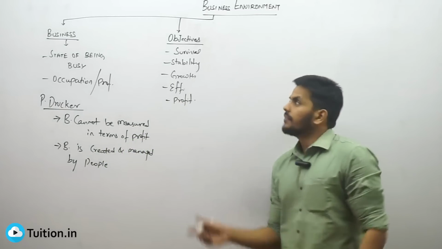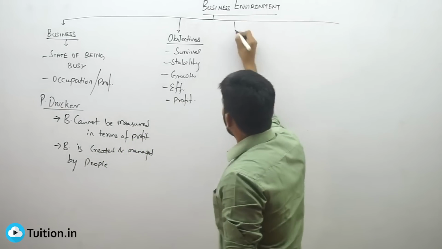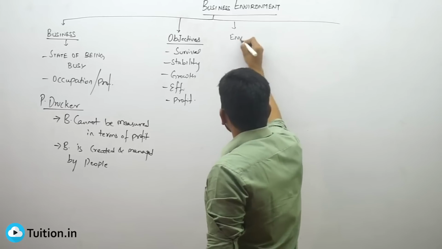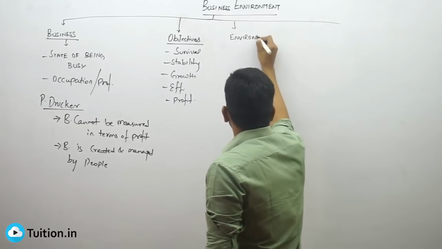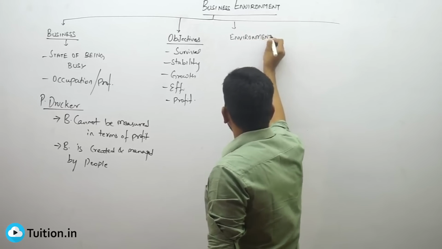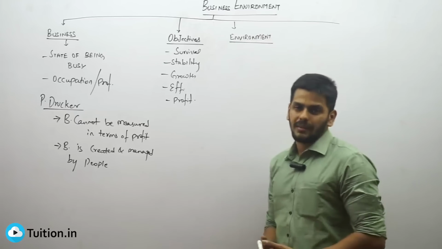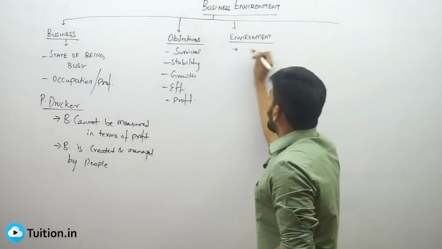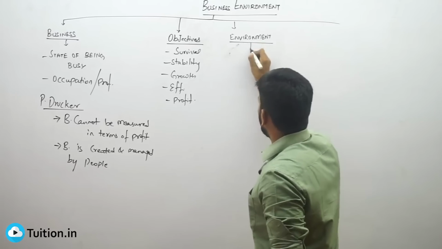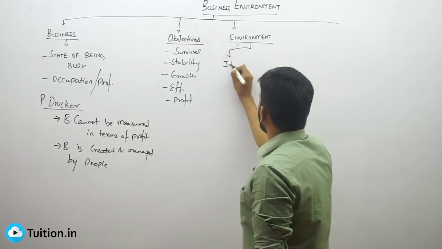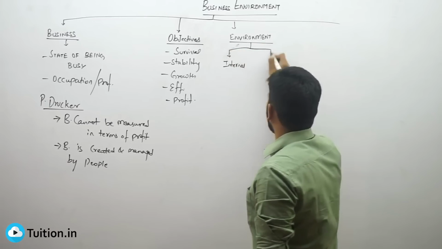Then moving on, we're going to environment, where we're talking about what is environment, right? In this context, we will be talking about what is the business surrounding. Environment consists of 2 broad things, guys. One is internal, the other one is external.